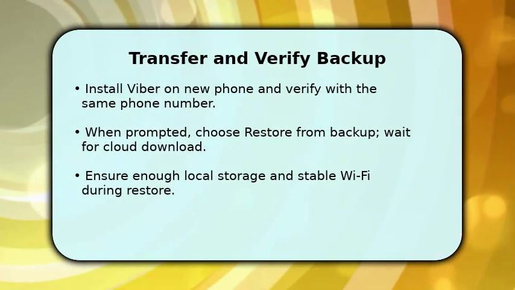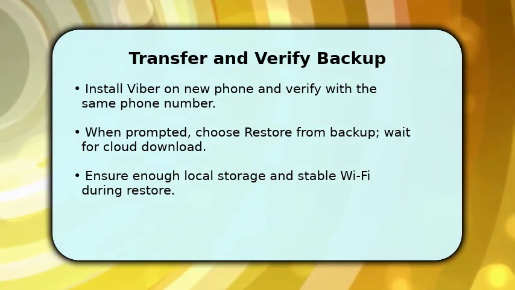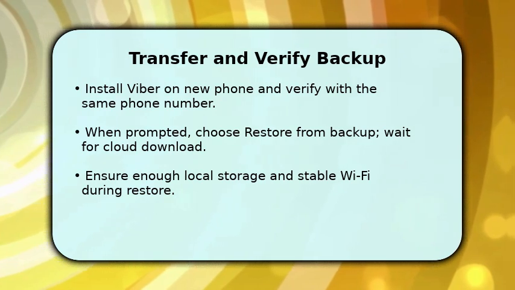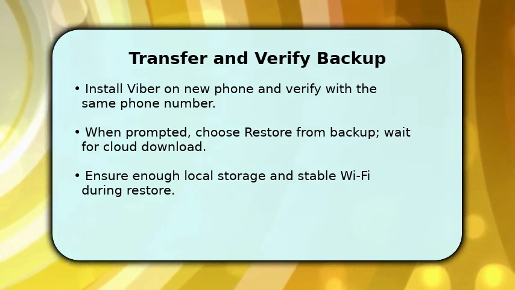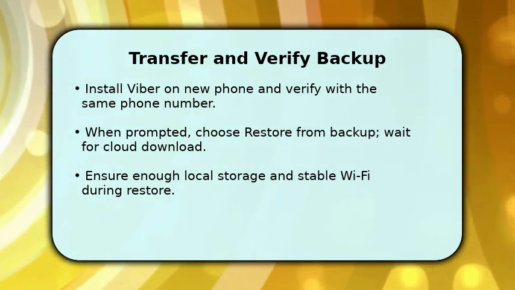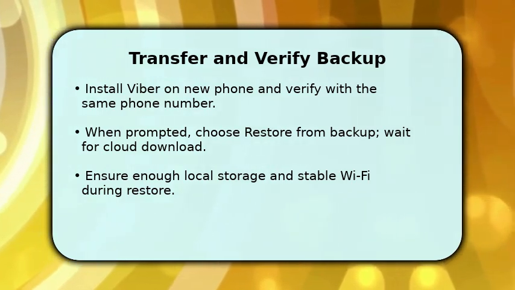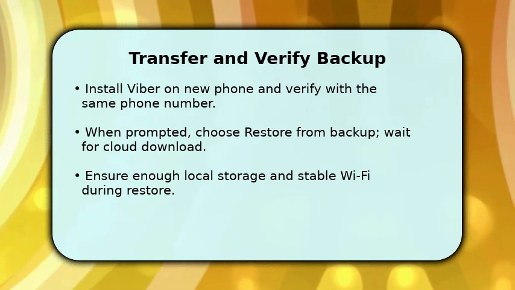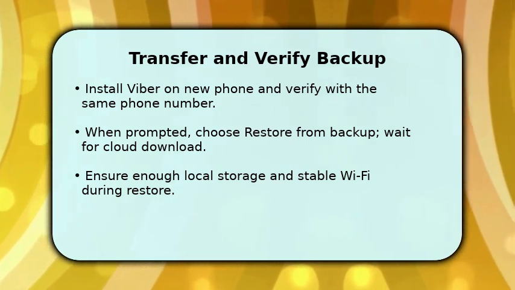On the new phone, install Viber and verify the same phone number as on the old device. Verification links the backup to your identity. When Viber detects a backup in the cloud, it will prompt Restore. Select it, and allow time for the download, because large media can take longer. Make sure the new device has sufficient storage and remains on the same Wi-Fi so the restore completes without corruption.